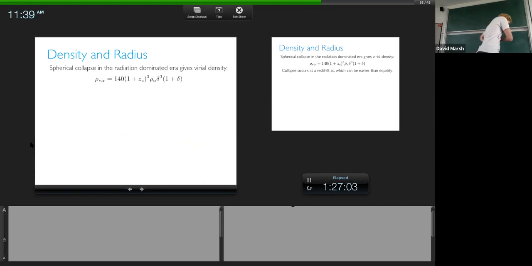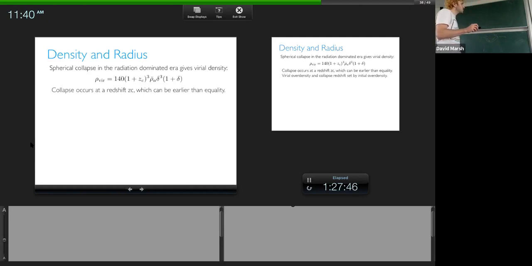Okay, next thing we need to know is the density profile, the radius. This was estimated by Kolb and Tkachev. You can do spherical collapse in the radiation dominated era. Just like spherical collapse in the matter dominated era tells you that the virial overdensity is about 200, you do it in the radiation dominated era. These things are large overdensities, they collapse at early times. You find the virial density, approximately, is a fit, 140 times the density at the time of collapse, rho bar times (1 + z_c) cubed, times this funny factor that depends on the overdensity of the perturbation itself. This factor delta cubed (1 + delta).